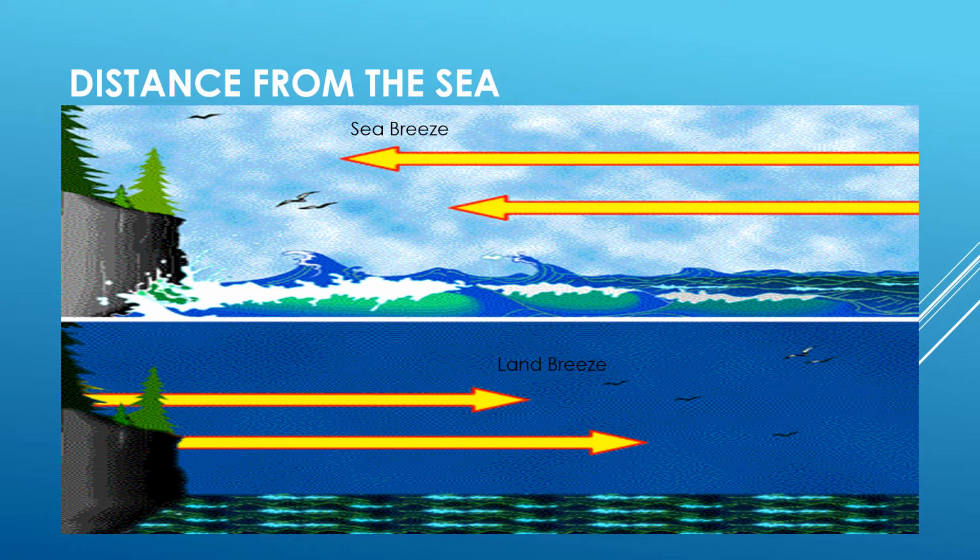This is because of the effect of sea breeze. Now understand what sea breeze is. When the wind above the sea flows towards the land, it is known as sea breeze, and when the wind above the land moves towards the sea, it is known as land breeze. So let us see how sea breeze and the distance from the sea affect the climate of a place.